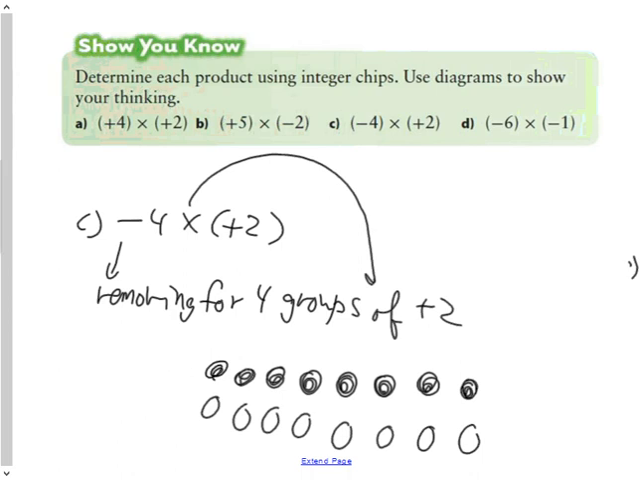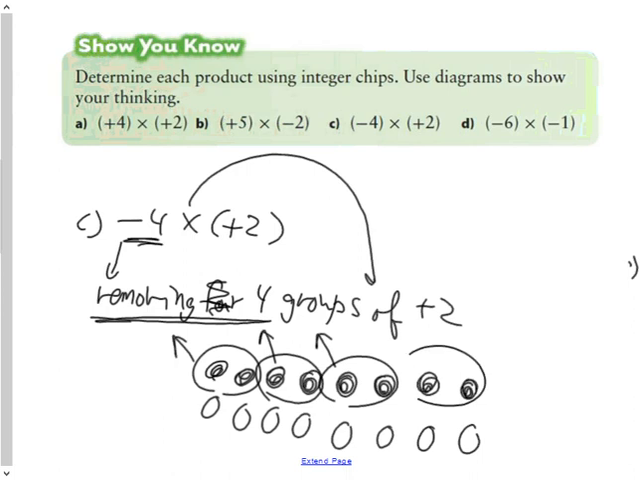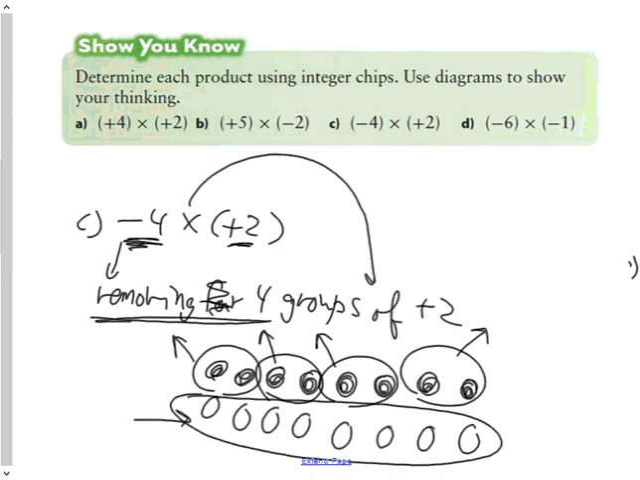If I remove 4 groups, F-O-U-R, not F-O-R, remove 4 groups of positive 2. Well, there's one group of positive 2, and I put the arrow away, that's removing it. So I can remove that group, and remove this group, and remove this group. So that would be the same thing as removing 4 times positive 2 degrees worth of air that is warm air in a room. And if I removed 4 times air that is plus 2, the room's temperature will be down 8 degrees. So the answer to this is negative 8 or down 8.